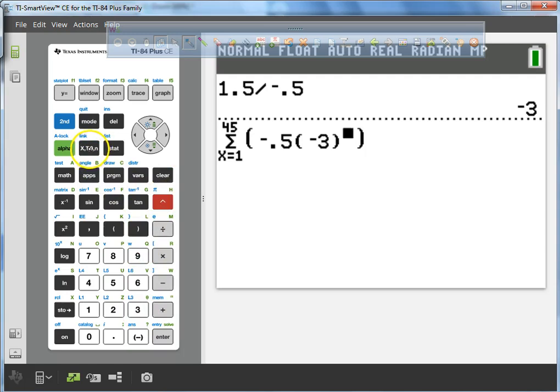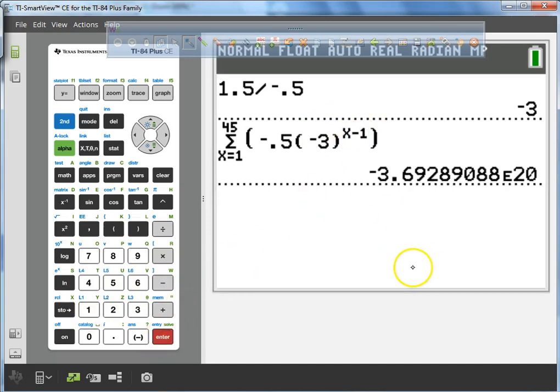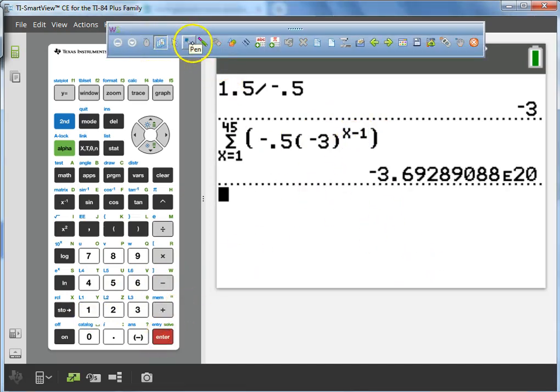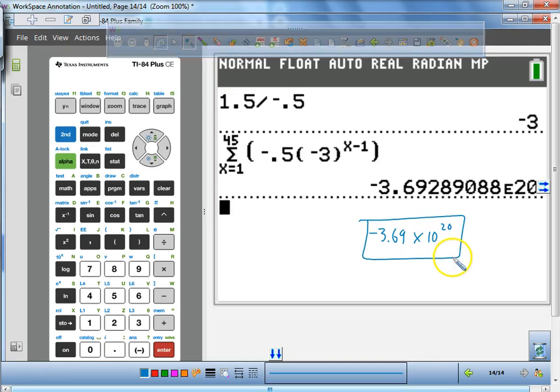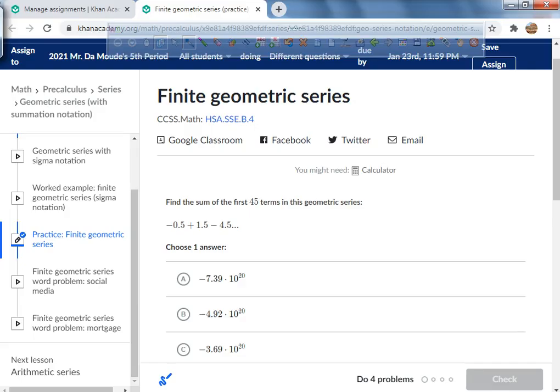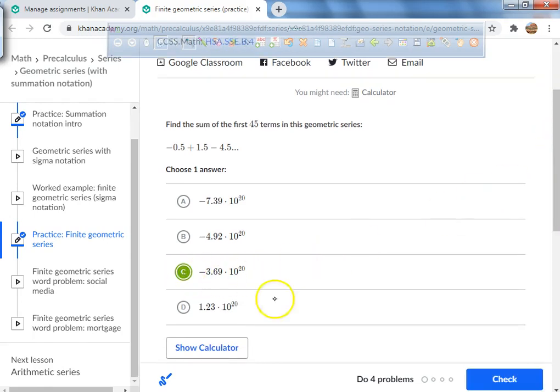Now, I don't know if it'll keep it up there. So if it doesn't keep it up there, I got to do another parentheses. I'm going to see if it works. X minus 1. So I hope that it looks like it stayed up there, so that's good. I'm going to press enter. So the answer that I'm going to look for is negative 3.69 times 10 to the power of 20. That's the answer that I'm searching for. Okay? And I can see it right there. Answer choice C.